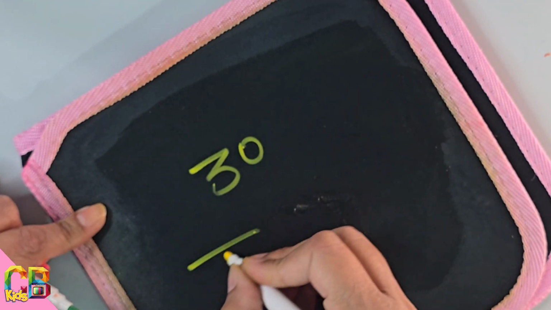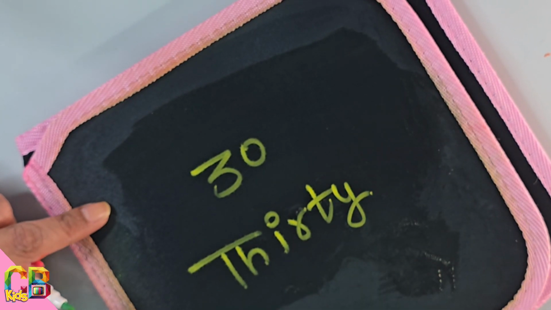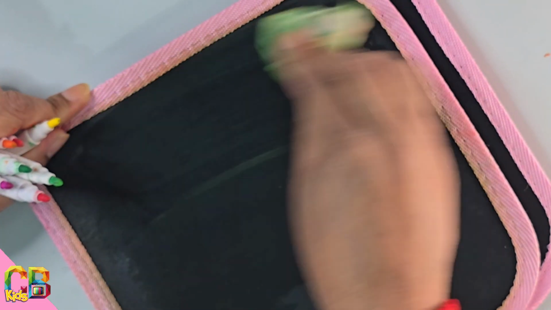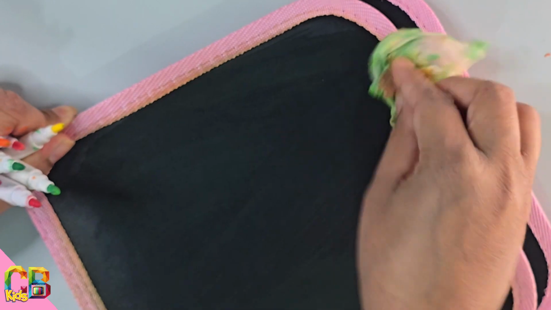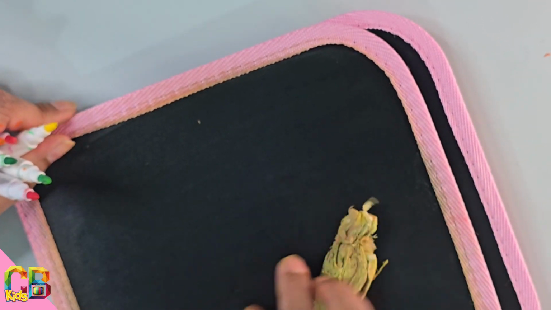Now let's move to another number which is going to be 30. THIRTY, 30. Okay, now let's write all the numbers in words from 1 to 30.